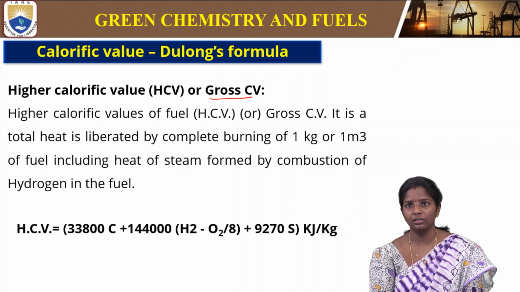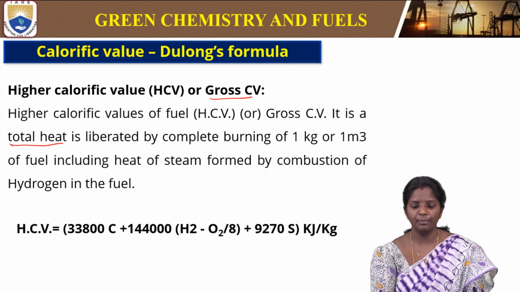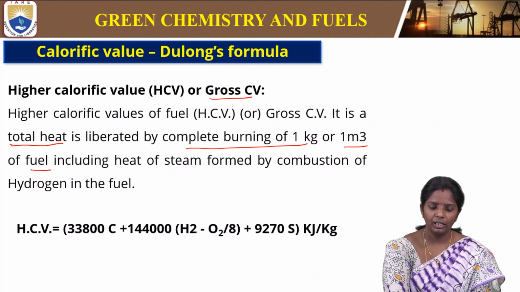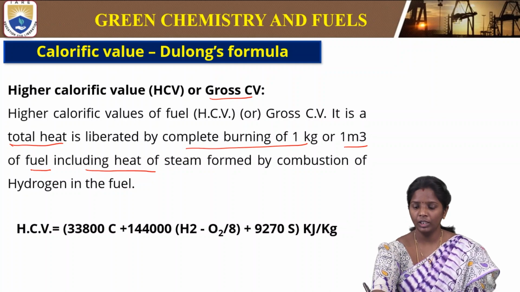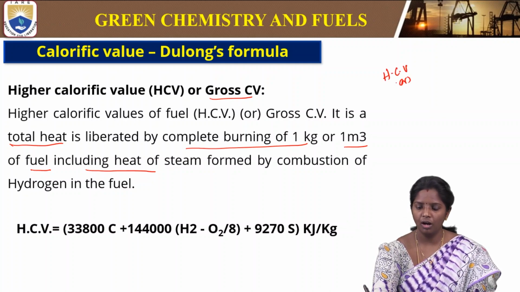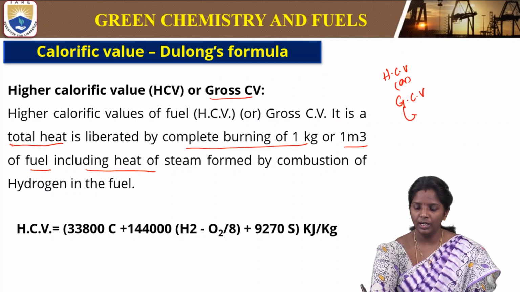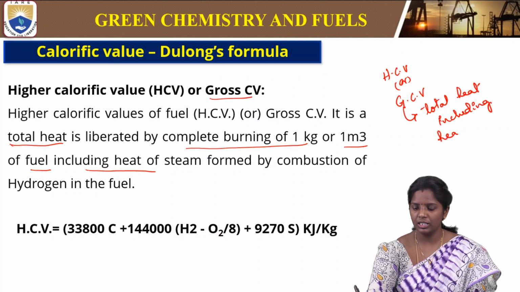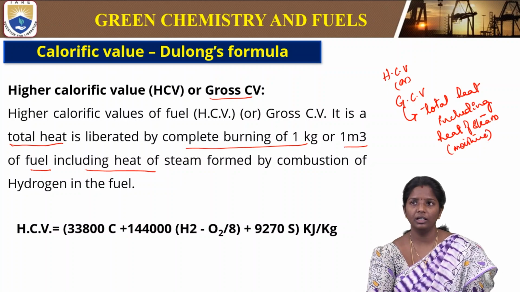Higher, as the name itself indicates, is high in content. It is the total heat that is liberated by complete burning of 1 kg or 1 cubic meter of fuel, including the heat of steam. So HCV is the higher calorific value, also called gross calorific value. It includes the heat of steam. Where does this heat of steam come from? Just because of the moisture that is present. So we consider this also for the HCV or the GCV, that is the gross calorific value.